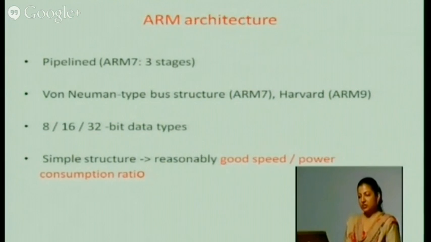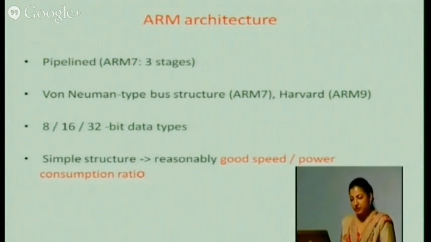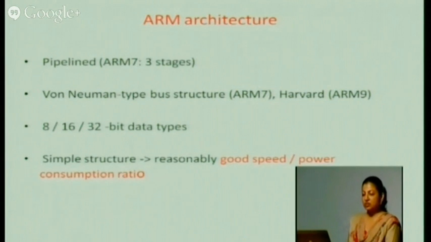In case of your ARM7, it used the Von Neumann type of architecture, and in ARM9 it used the Harvard type of architecture. That is, different caches and different buses are used in order to access the program memory and data memory in case of Harvard, whereas in case of Von Neumann, the same bus is used in order to access the program as well as the data memory. 8, 16, 32-bit data types are available. Simple structure, reasonable, good speed per power consumption ratio.